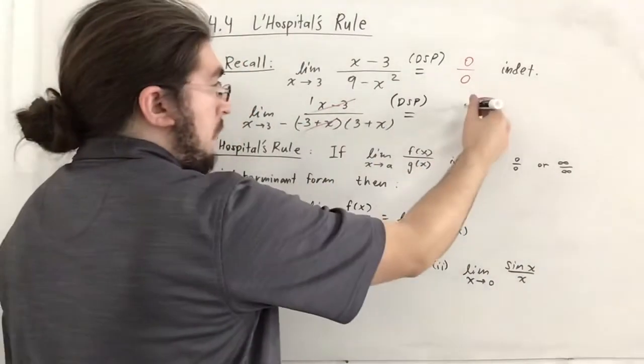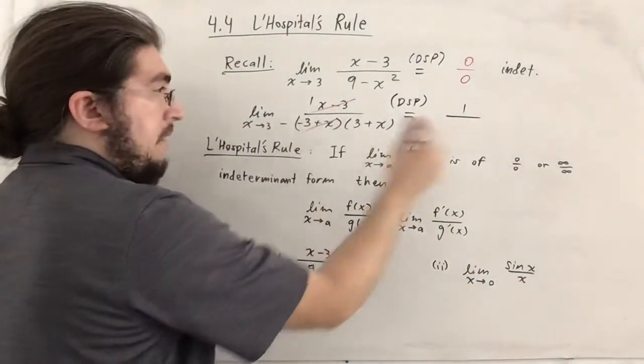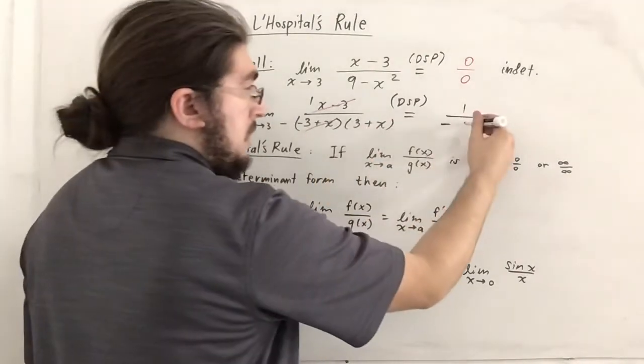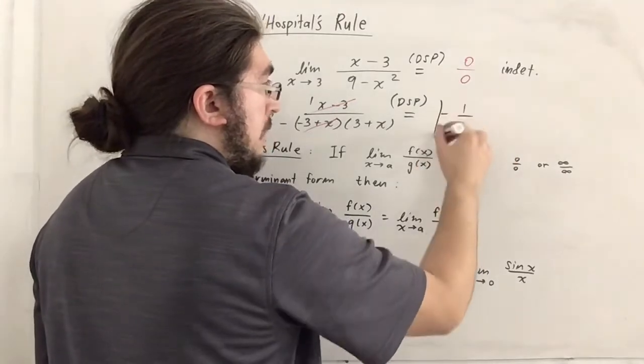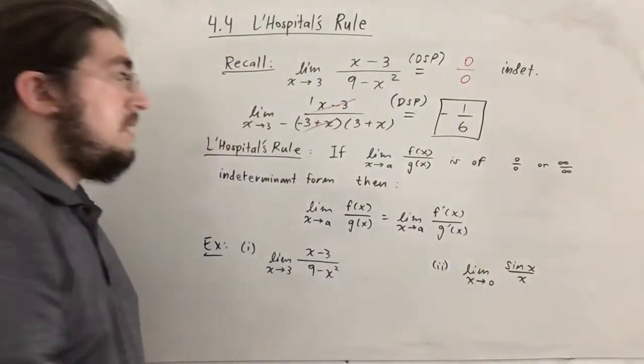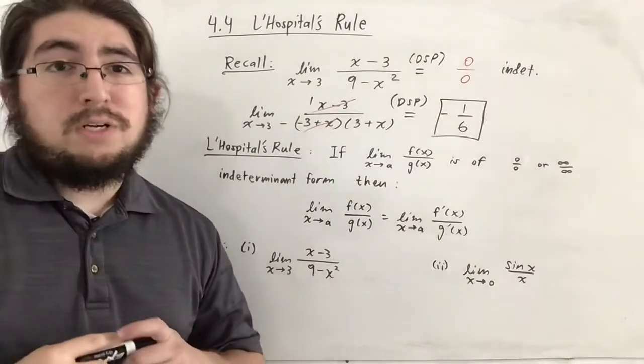And on top, we get 1, of course. And on the bottom, well, 3 plus 3 is 6, so it's negative 1/6 actually. So let me just write that a little nicer. And there we go. So that's the answer for this limit. Now we enter L'Hopital's rule.